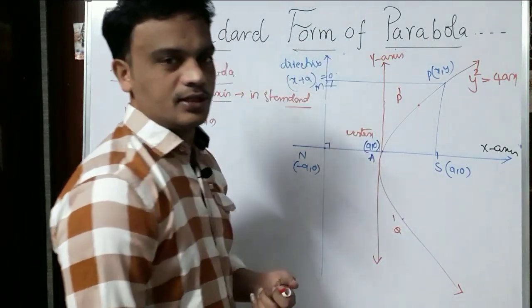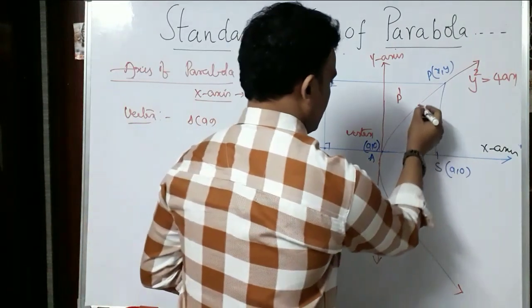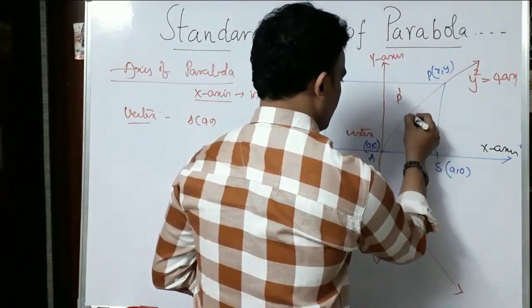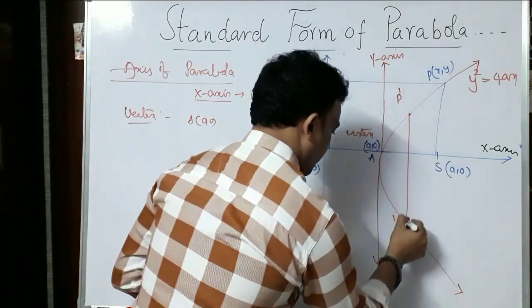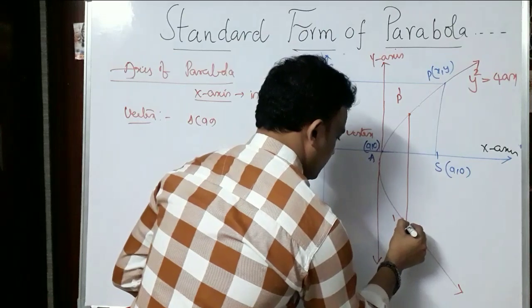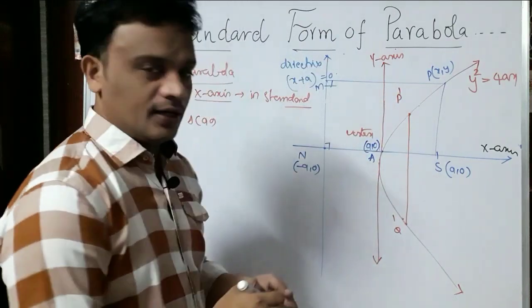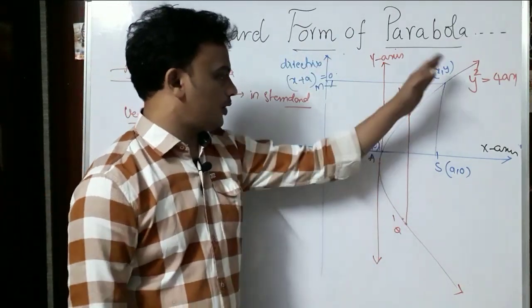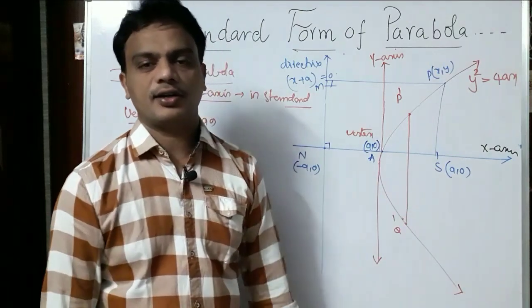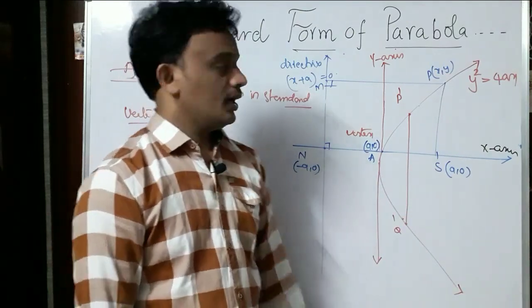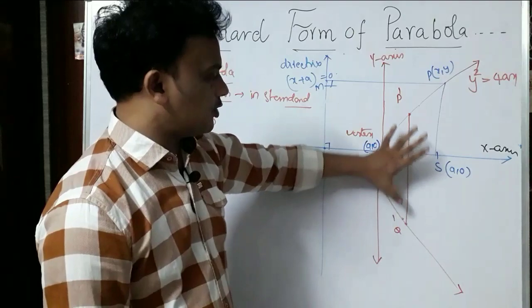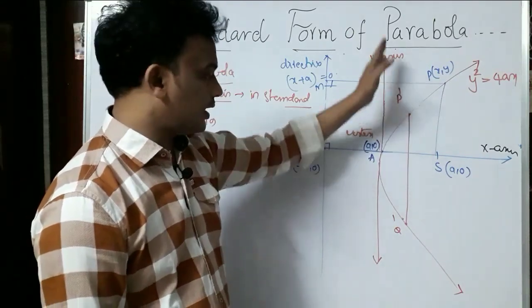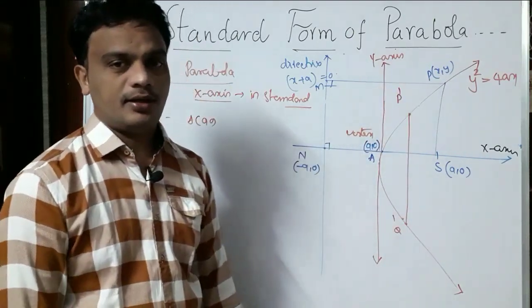P dash and Q dash are any 2 points. So you can take any 2 points on this parabola. The line joining any 2 points on the parabola is called a chord, particularly a chord of the parabola. PQ are any 2 points, and the line joining these 2 points is called a chord of the parabola.